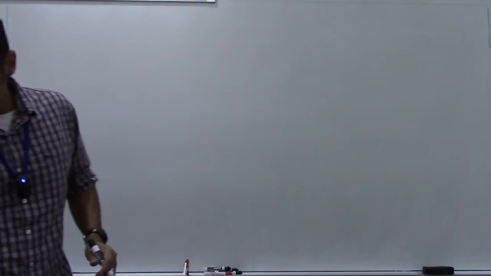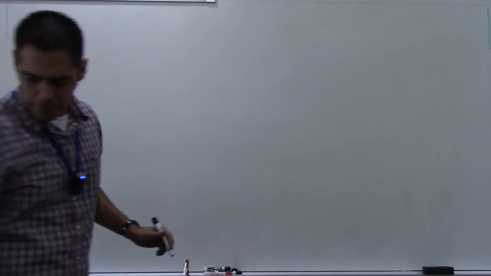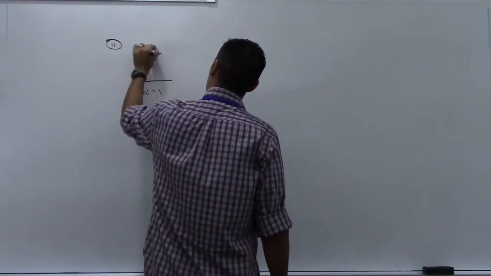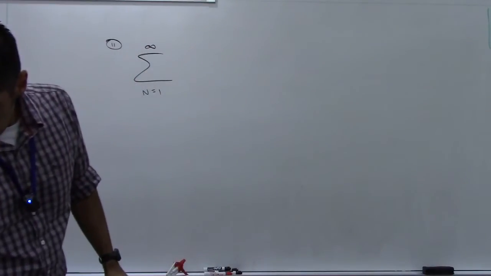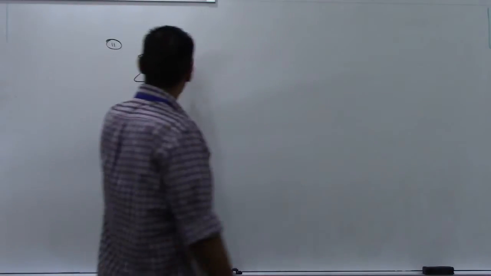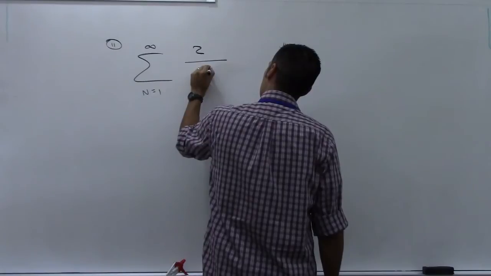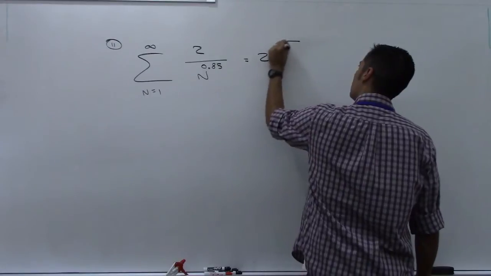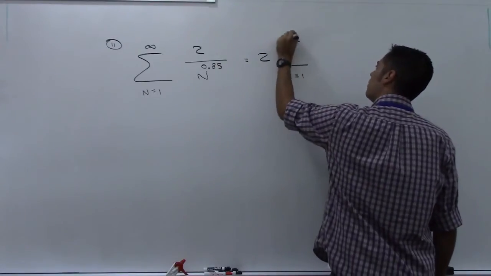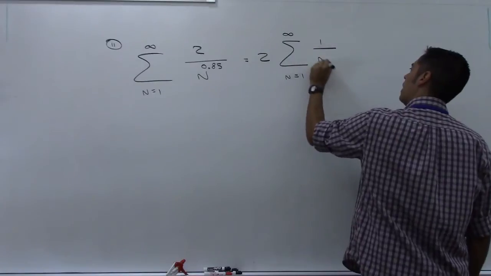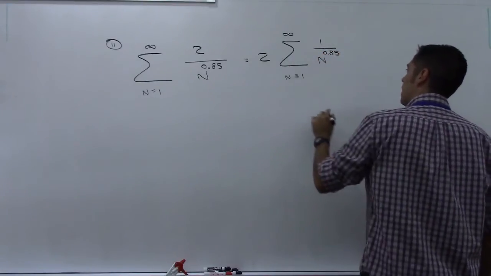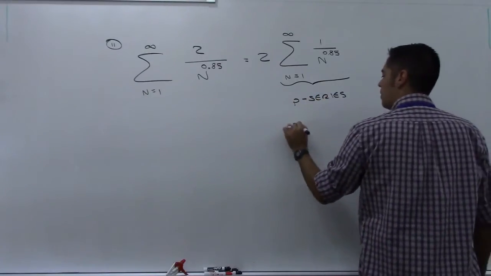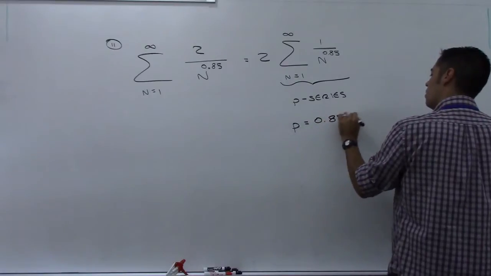All right, let's do 11. Determine if it's convergent or divergent. So here we go. Sum, this is 11. n equals 1 to infinity of 2 over n to the 0.85. Well, this is the same as 2 times the sum n equals 1 to infinity of 1 over n to the 0.85. And this right here is a p-series with p being equal to 0.85, which is less than 1.